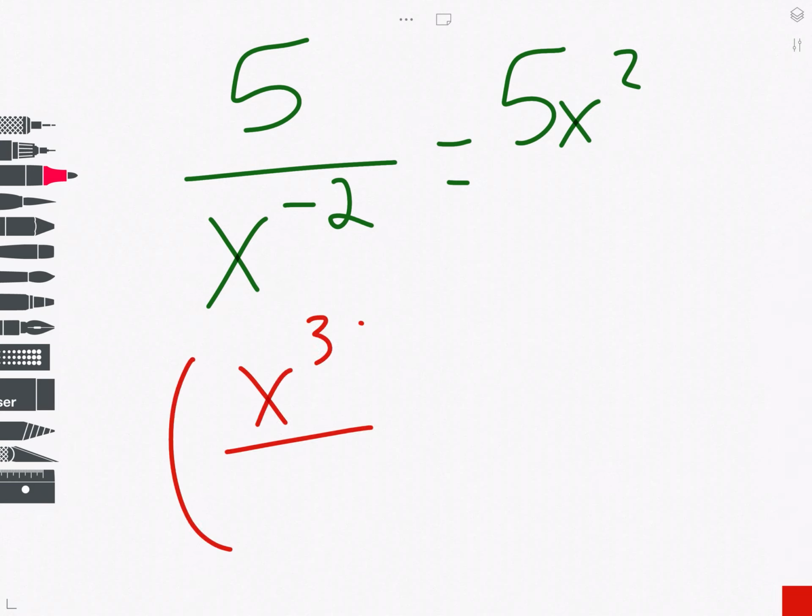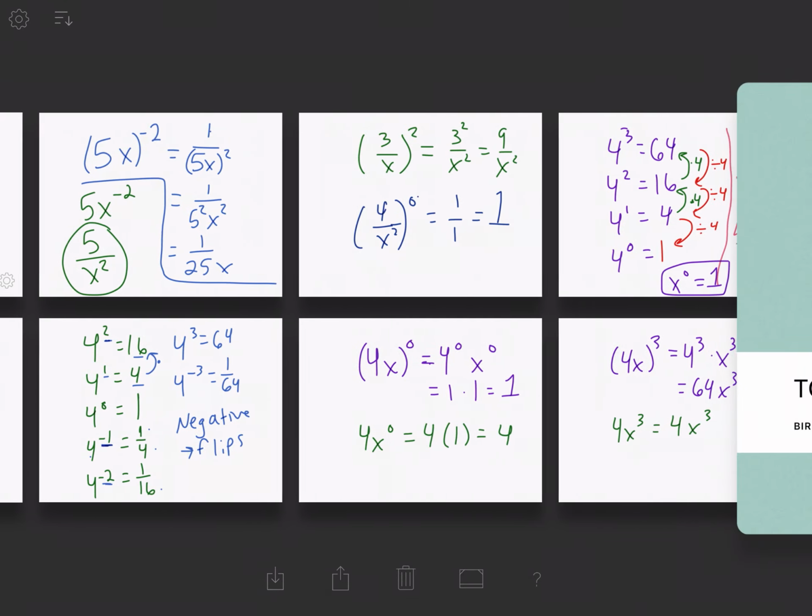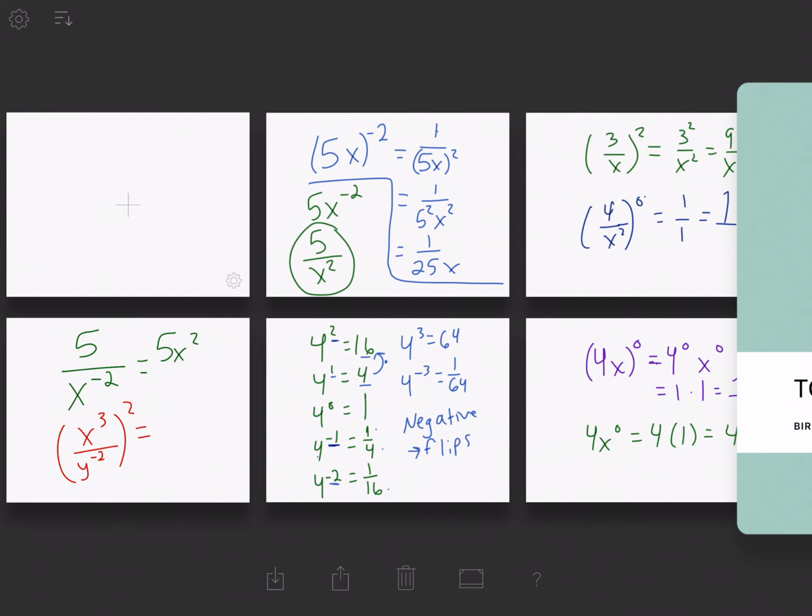So let's say we had something like this. x to the negative 3 over y to the negative 2, squared. So you'd start by taking that both to the exponent. Ooh, we haven't talked about how to do that yet. Just kidding. I'll come back to that one. Remember that for later. Okay. So we'll come back to that after I talk about the next thing.